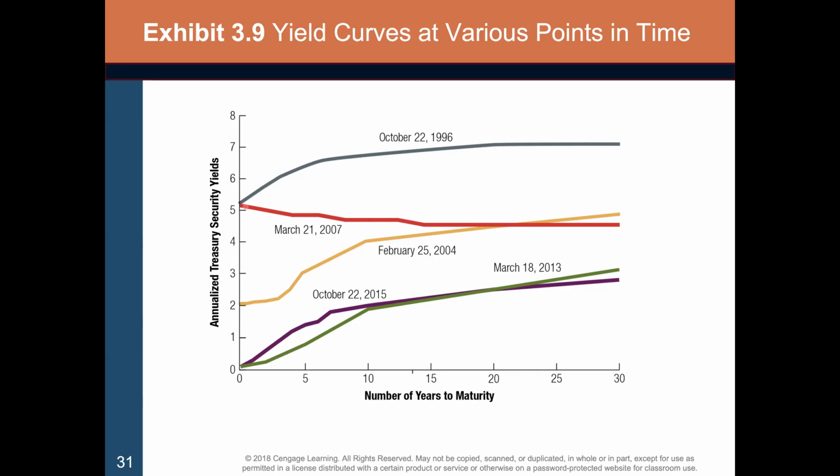Here, the red line shows an inverted yield curve. This is in 2007, so this is just as we were about to hit the credit crisis. You can see the shorter term maturities were yielding more than the long term maturities. So this is an inverted yield curve, and at this point, it actually predicted correctly the recession.